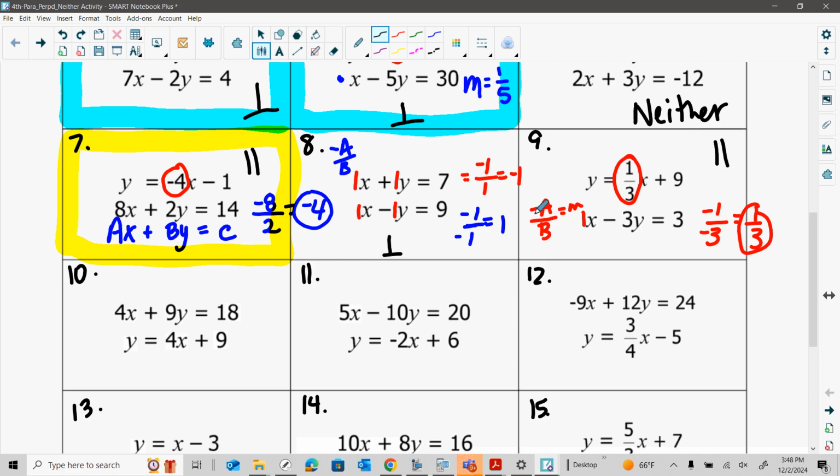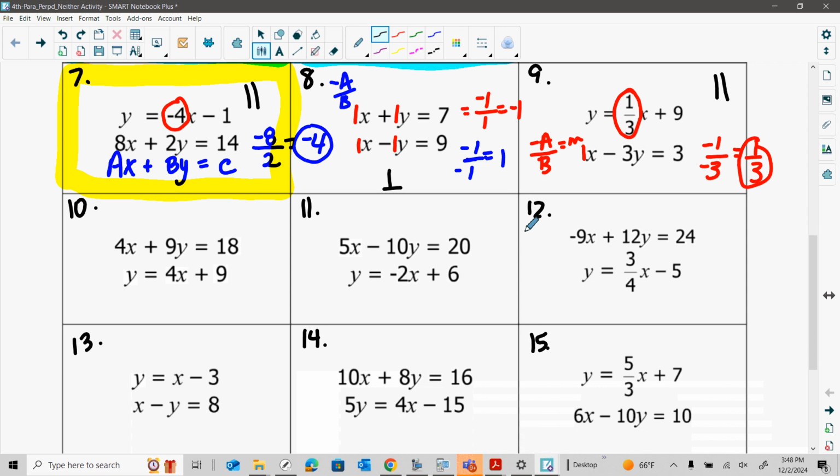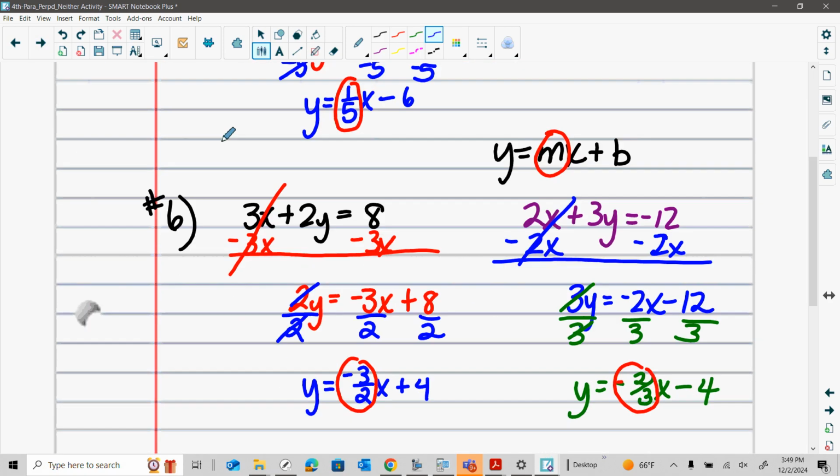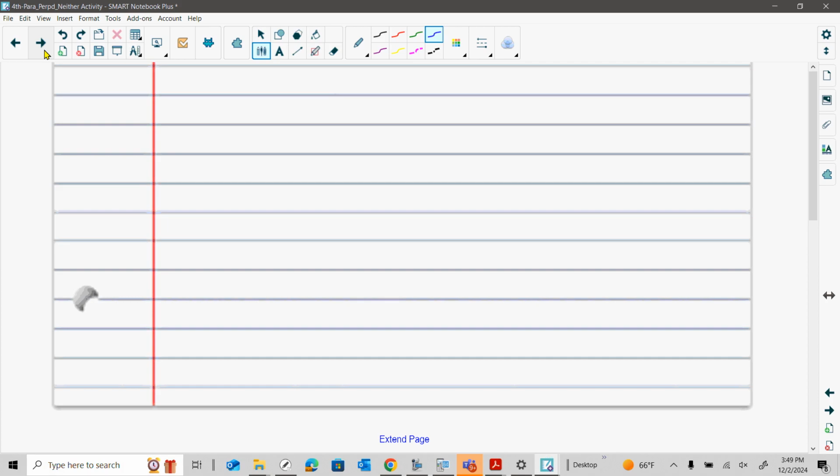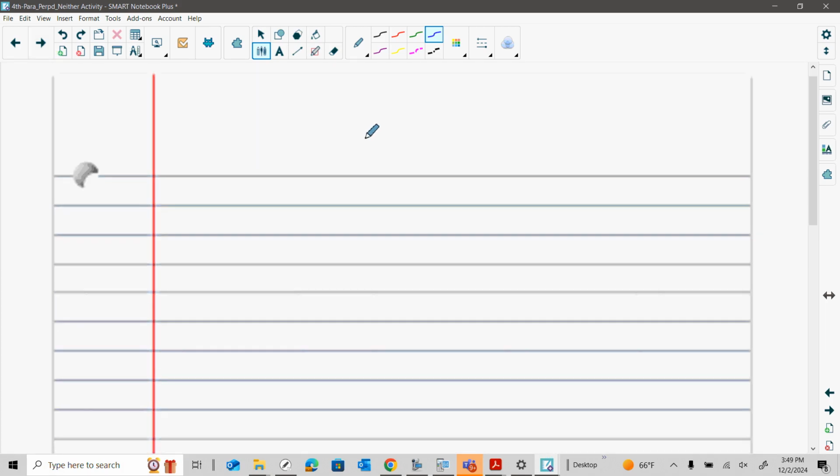If you're not understanding the shortcut, just solve for y each time. So like on number 10, our slope in the second equation is the 4. And then what I would need to do is solve for the y, for the 4x plus 9y equals 18. So I'm just going to show the work here. Sorry. Go to a new page. For number 10, just kind of go over it one more time to show you. Since 10 has 4x plus 9y equals 18.